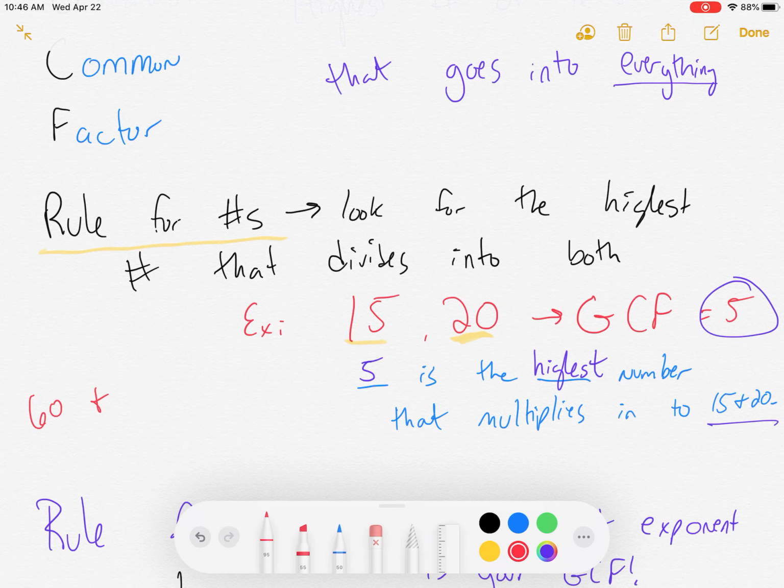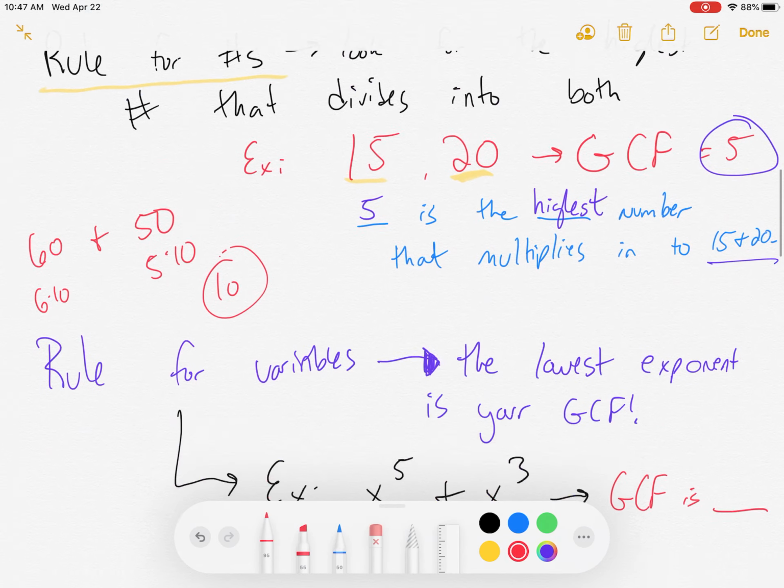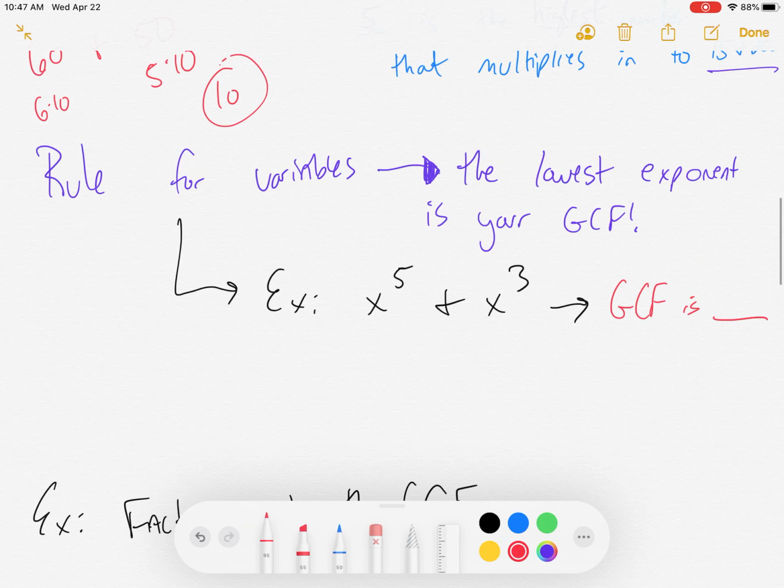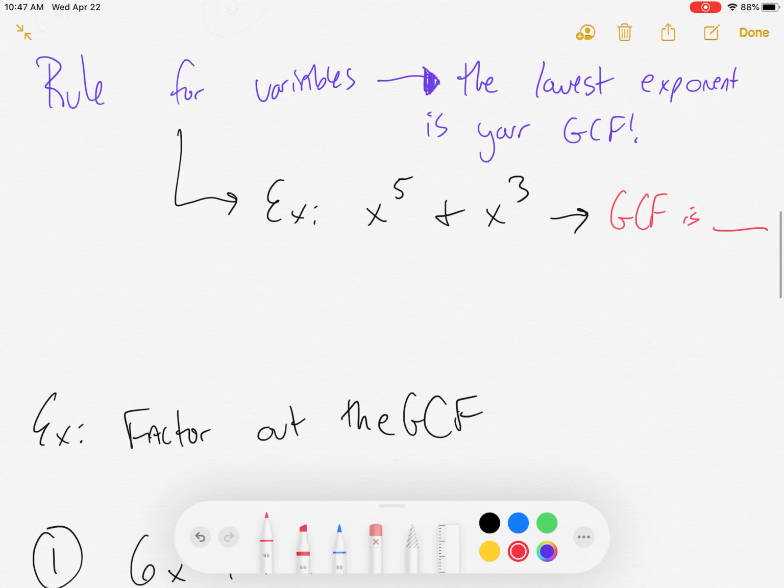Okay, I'll do one more example here for numbers. Let's say we have 60 and 50. Just think, I know that 60 and 50 are both divisible by 10. 10 multiplies into both. 6 times 10 is 60. 5 times 10 is 50, so my GCF is 10.